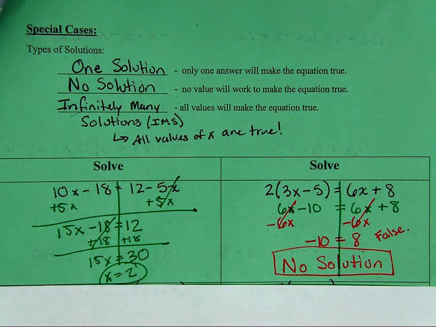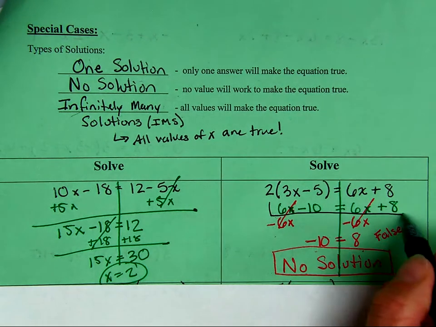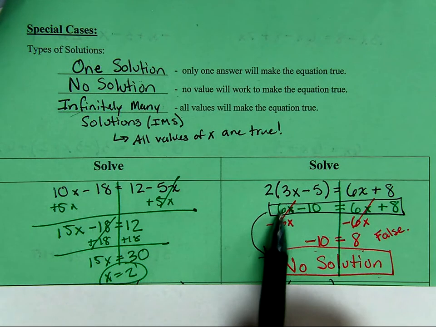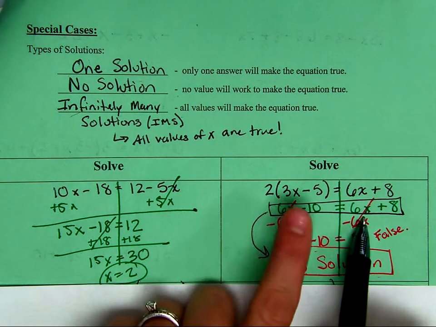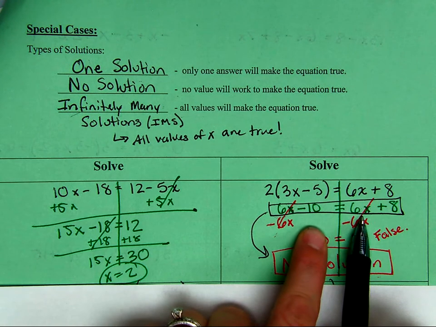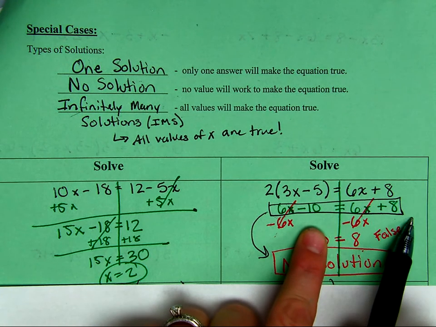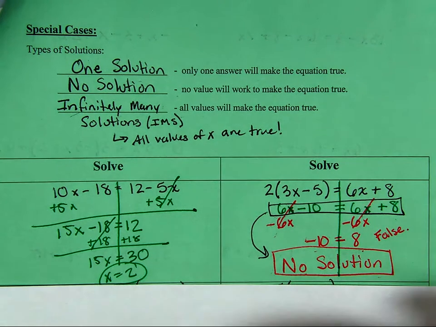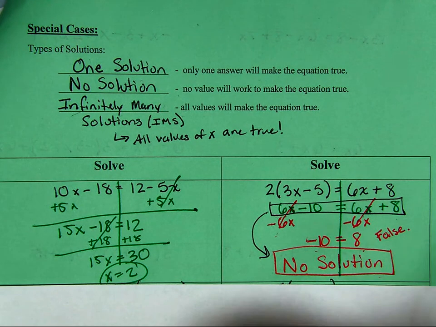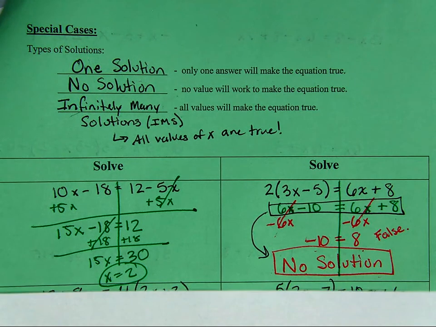Some people can see that here, and you can jump straight to your no solution. So 6 times some number, 6x, represents the same value, but on one side I'm subtracting 10, and on the other I'm adding 8. No way is that ever going to be true. So there's not really even a way to check this, because anything you plug in for x isn't going to work. So that's one you just kind of have to know.